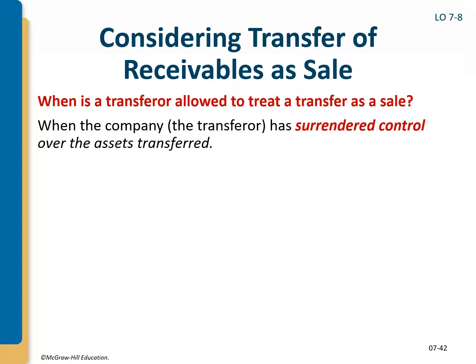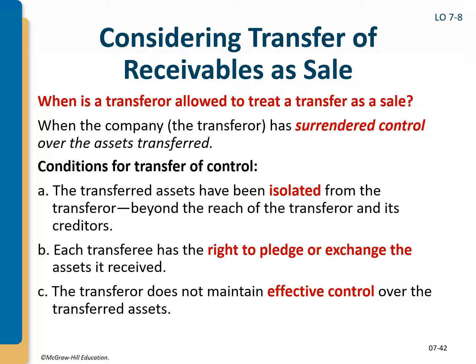When is a transfer allowed to be treated as a sale by a transferor, so the one selling? The transferor has surrendered control over the asset transferred. That's number one. Sometimes it won't be explicitly stated in a contract, oh, we're using these as collateral, or we're selling these with or without recourse. So we have to look at the contract that's created between the company selling and the transferee and find out what's happening. And if these conditions are met, no matter what's in the document or the words used, you will know if you have a sale or not.